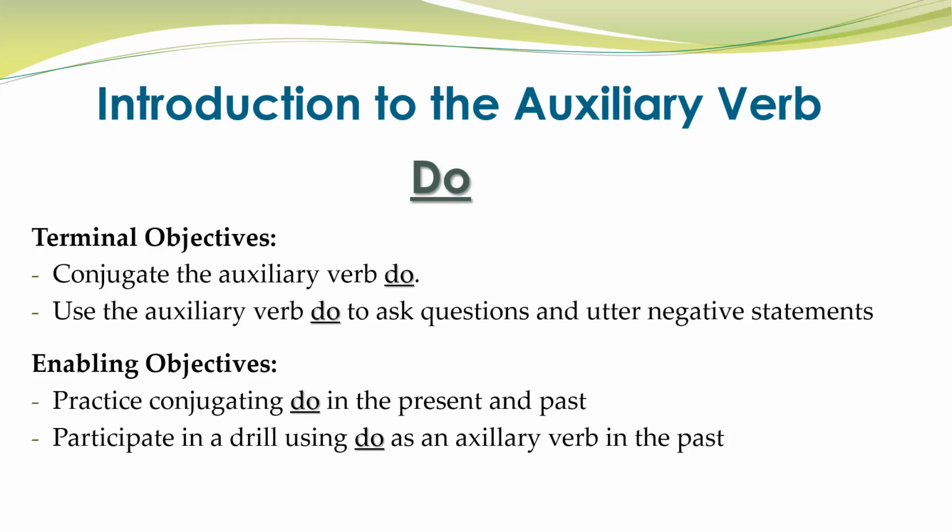The enabling objectives, or the steps or activities we need to conduct in order to get to our terminal objective, would be practicing conjugating do and participating in a drill using do as an auxiliary verb.